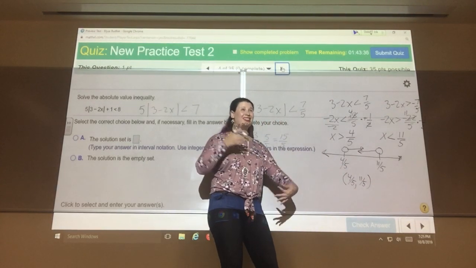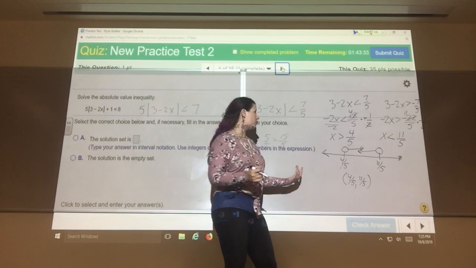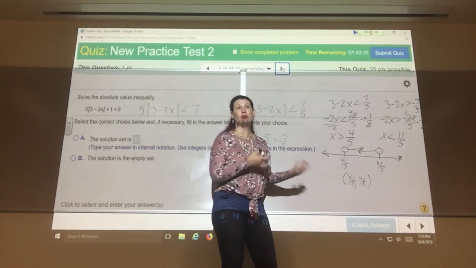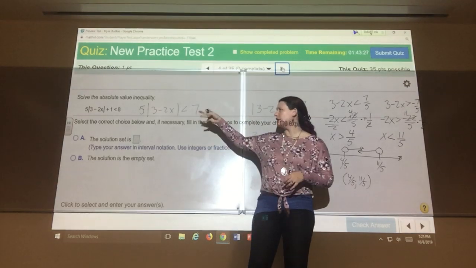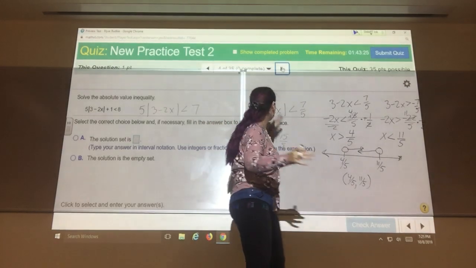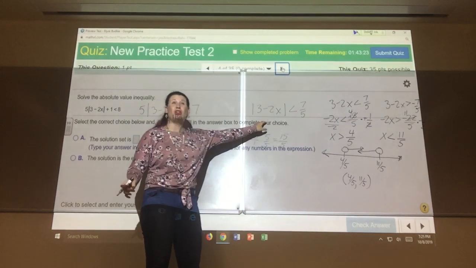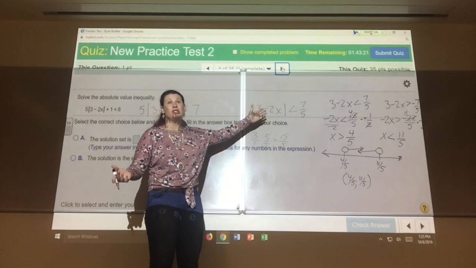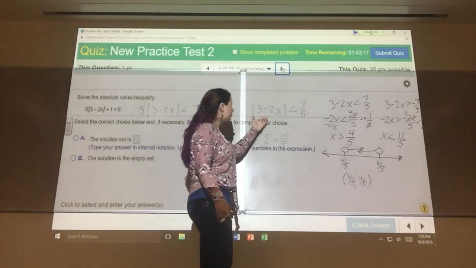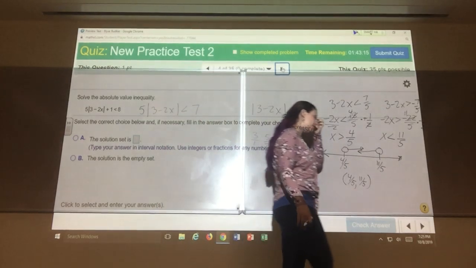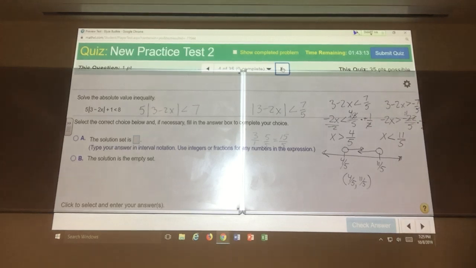This was almost exactly like the previous one, except it wasn't or equal to, right? So it was parentheses instead of brackets. And there was stuff to do in the beginning. Once you get it to this point, they're almost all the same, right? Because it's all the same steps from there. It's just getting it to have the absolute value alone first. Okay. Next.